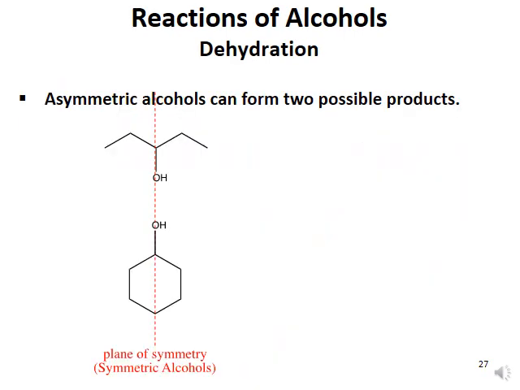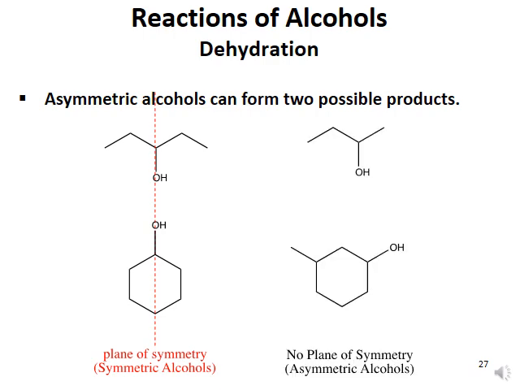If you remember Markovnikov, where there was symmetrical and asymmetrical, same kind of thing is possible here. These are symmetric because there's a plane of symmetry. It's exactly the same on both sides. But you can also have asymmetric alcohols. No plane of symmetry here.